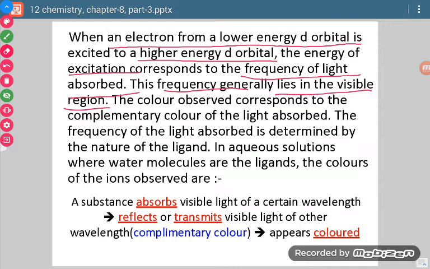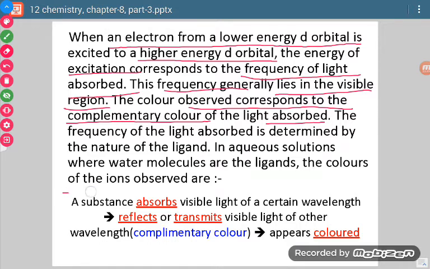Now what we observe, the color observed corresponds to the complementary color of the light absorbed. Whichever light is absorbed by the substance, there is one complementary color, and that complementary color is seen by us. There is a chart which shows that if this color is absorbed, then which color will be seen. The chart will come ahead, so you can understand better.